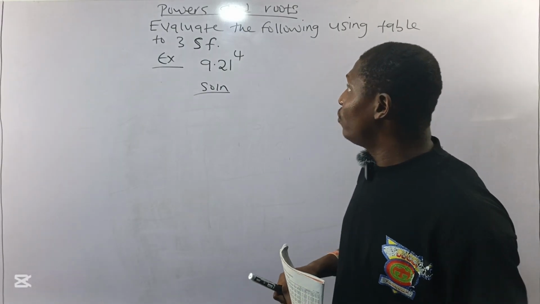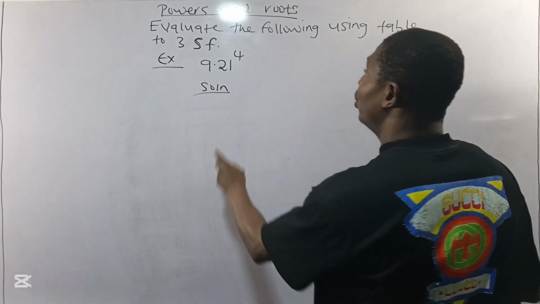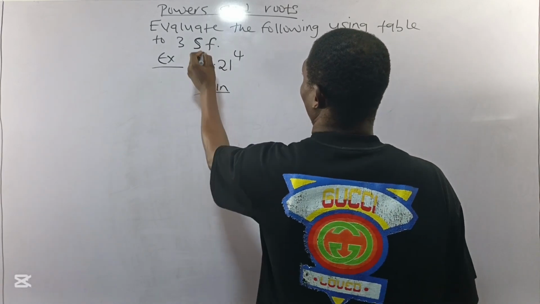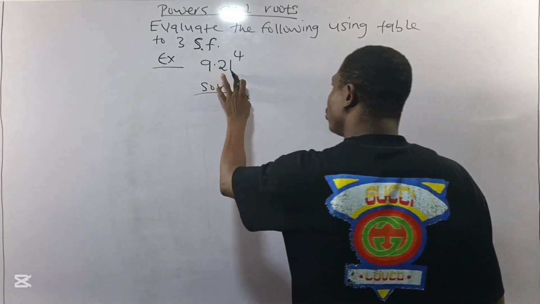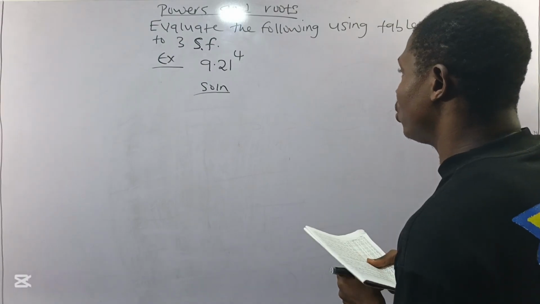So at this time, we are dealing with powers and roots. They said evaluate the following using table to 3 significant what? Figures. Now we have 9.21 raised to power what? 4. But I'll do a little explanation before we solve this question.